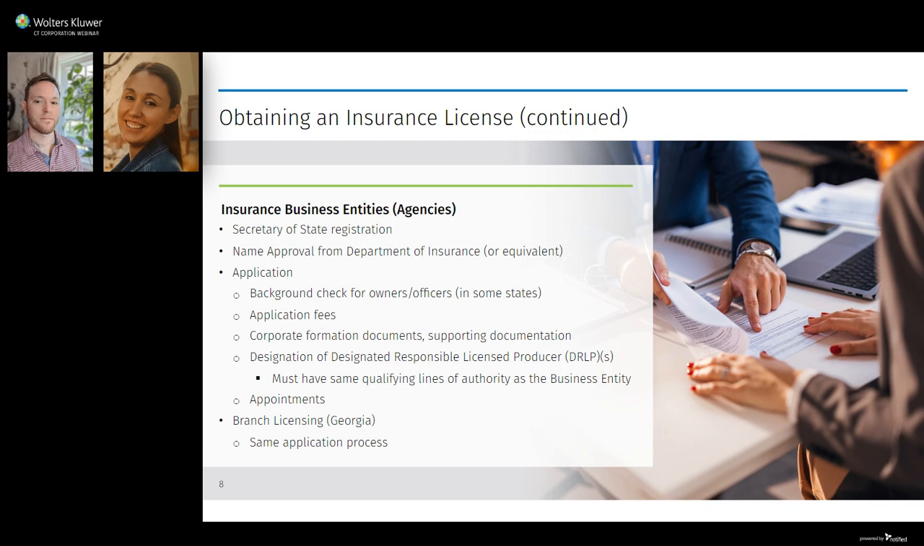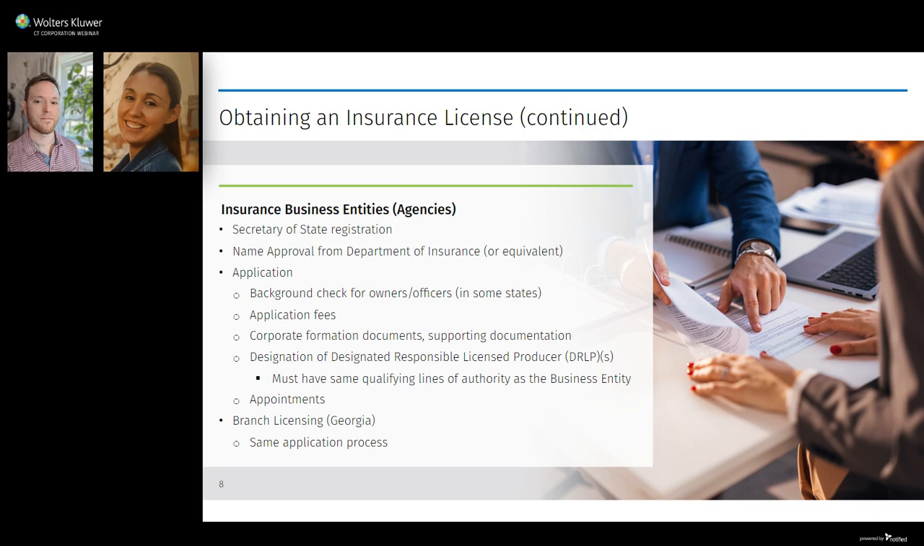A DRLP is simply the one, or sometimes more than one, person tied to an agency license that assumes responsibility for the agency license. A DRLP will hold the same lines of authority as the agency, and some states allow more than one to be tied to the license to meet this requirement. Other requirements may include an appointment after a license is issued. An appointment is a tracked relationship between an insurance agency and a carrier and an insurance producer and a carrier.